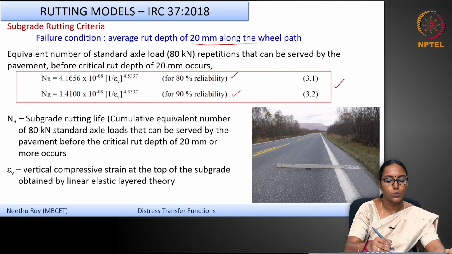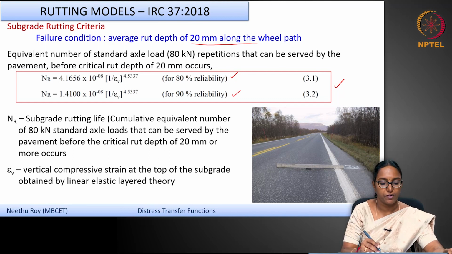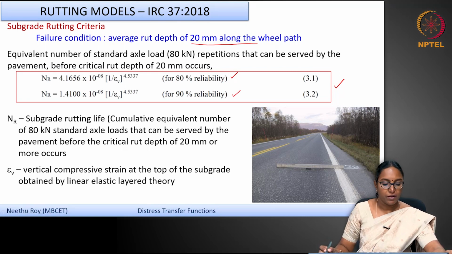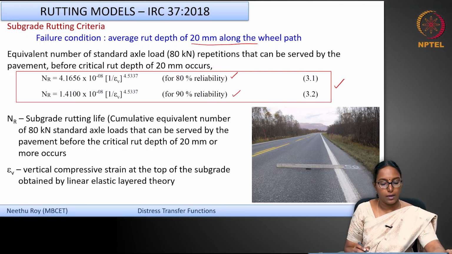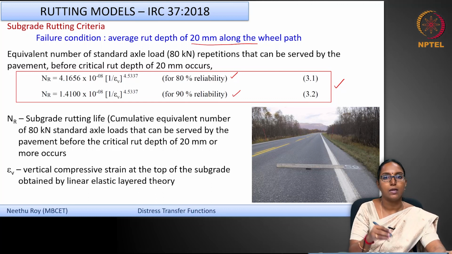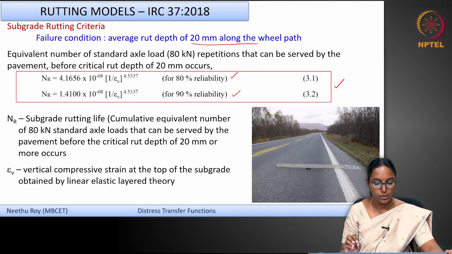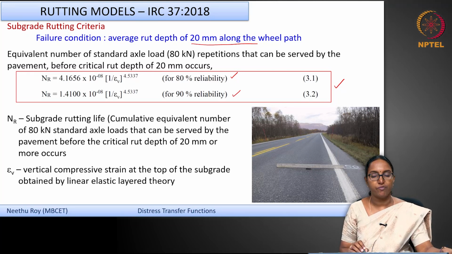NR is given as 1 by epsilon V raised to 4.5337 with a coefficient for 80%, and for 90% it is 1.41 into 10 raised to minus 8 into 1 by epsilon V raised to the same exponent, where epsilon V is similar to the epsilon C that was written earlier. It is the vertical compressive strain at the top of the subgrade, which can be obtained by the layered elastic analysis of the pavement structure. NR here represents the subgrade rutting life, or the cumulative equivalent number of 80 kilonewton standard axle loads that can be served by the pavement before this 20 mm rutting happens.